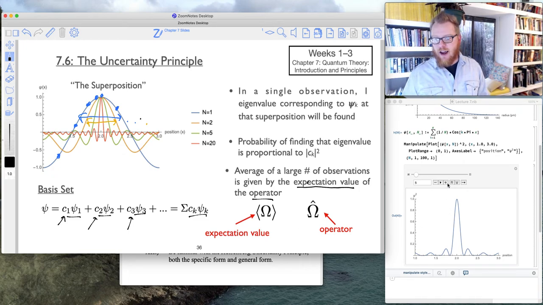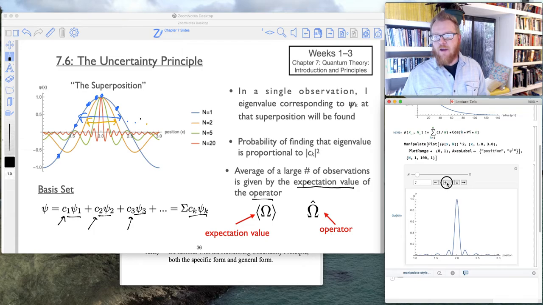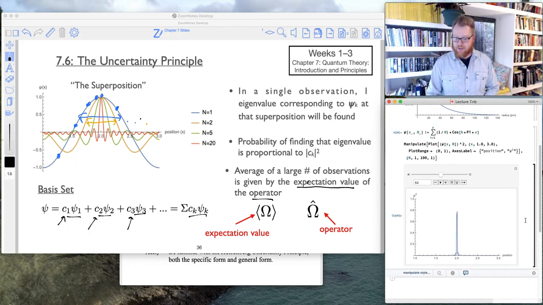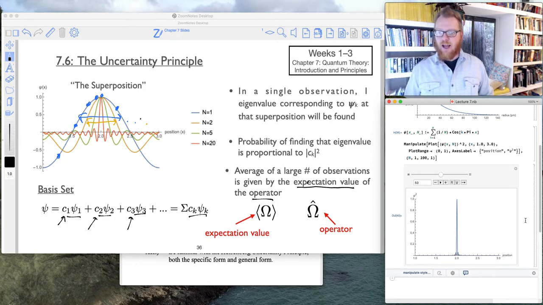And so once again, if I keep adding more wave functions into my basis set, my superposition becomes more and more precise. And I can keep cranking this up, and you can see just how precise that starts becoming. Okay, it had to calculate, right? It's going to go up to that 1.0 value, right? Okay, so continuing on.